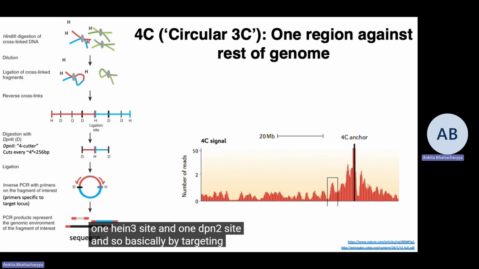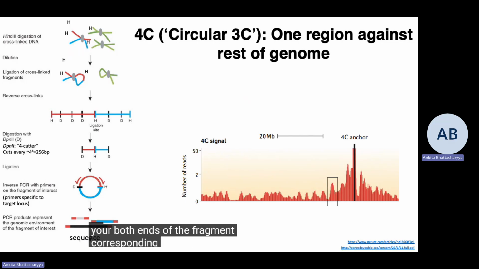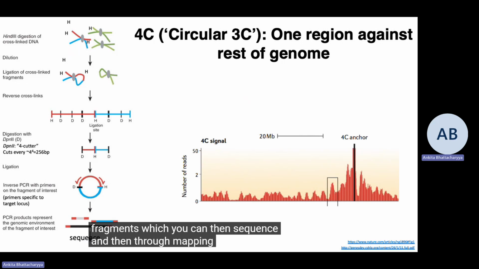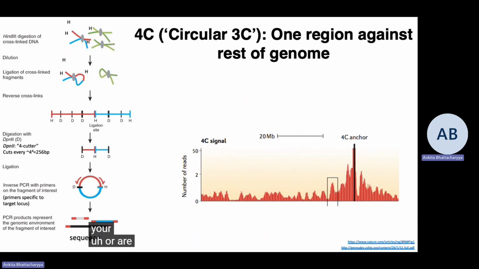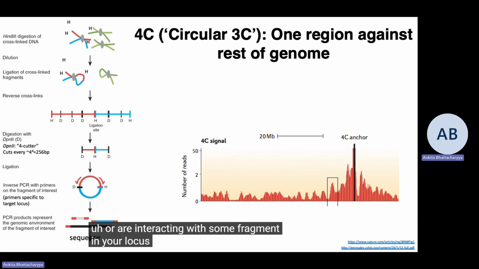By targeting both ends of the fragment corresponding to your target locus of interest, you again get these chimeric fragments, which you can then sequence. Through mapping, you can figure out which other regions in the genome are interacting with some fragment in your locus of interest.